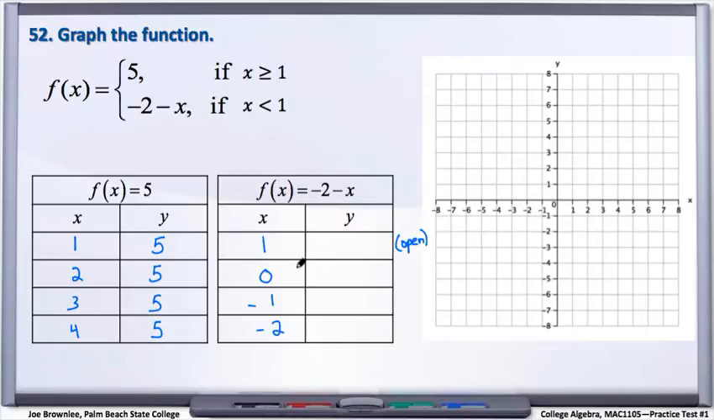How about over here? We have f of x equals negative 2 minus x. In this case, we do have an x variable that we can plug into, so we are going to have to do some evaluating. Let's see what the corresponding y is when x is 1. So we have f of 1 equals negative 2 minus x, we distribute that negative through, so we have negative 2 minus 1, and of course, negative 2 minus 1 is negative 3. So our corresponding y when x is 1 is negative 3.